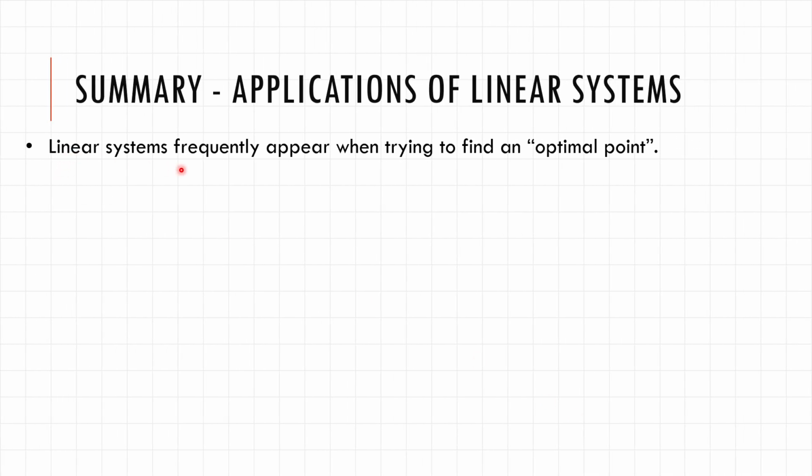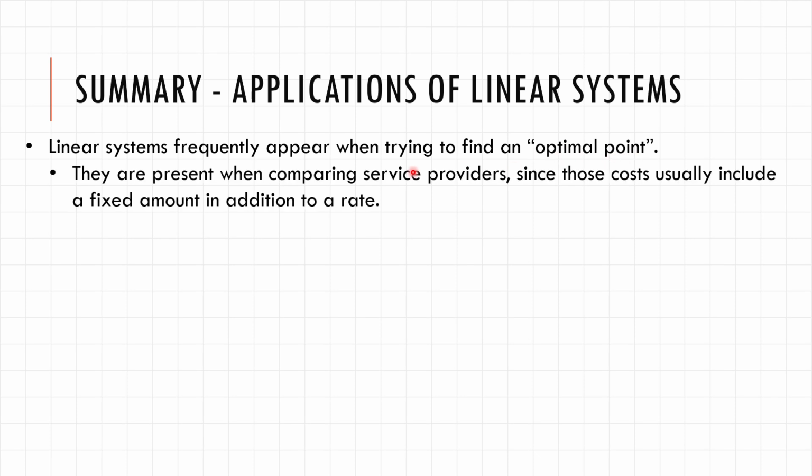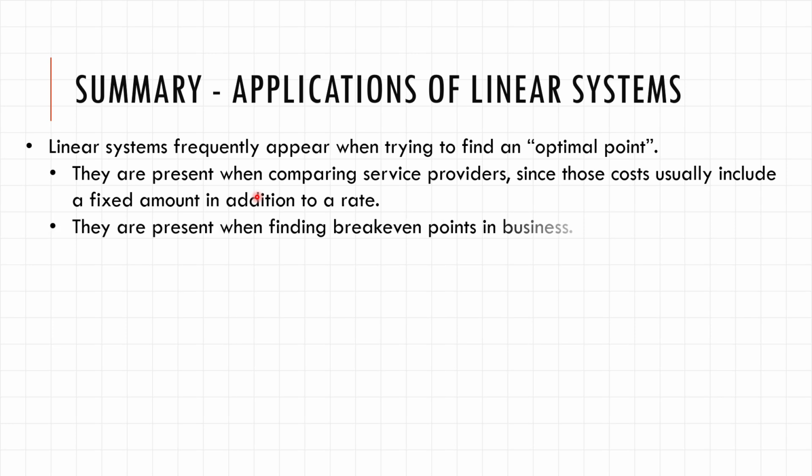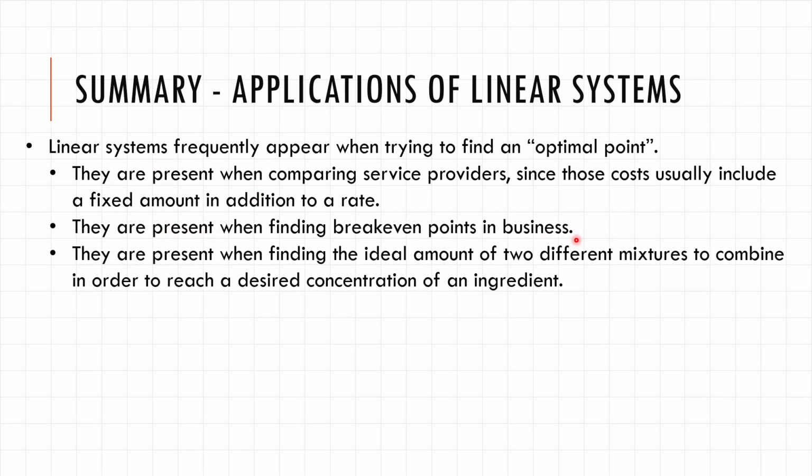These systems frequently appear when we're trying to find an optimal or balancing point in a scenario. They're present when we're comparing different service providers that have a base rate that they charge or a fixed amount, as well as a rate per usage. Linear systems are present when you're finding break-even points in businesses. And they're present when you're trying to find the exact amount of two different mixtures so that you can combine them to reach a perfect concentration. And they're actually present in many, many more situations than just these.